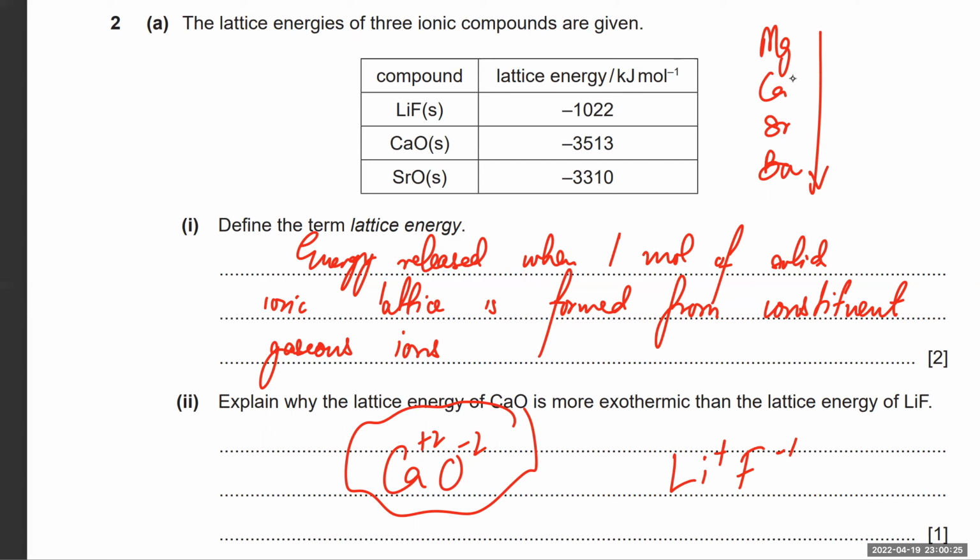So I'm just going to give it a value. I'm going to call this -3750. What about barium? Barium is going to be the weakest, right? So let's make that -3000. SrO is -3310, and calcium is -3513.